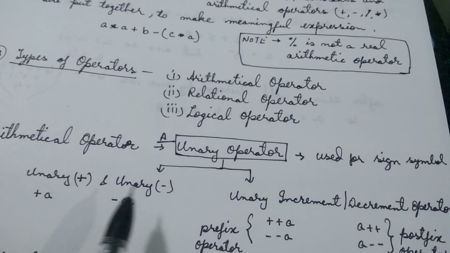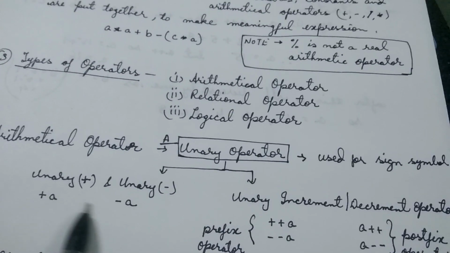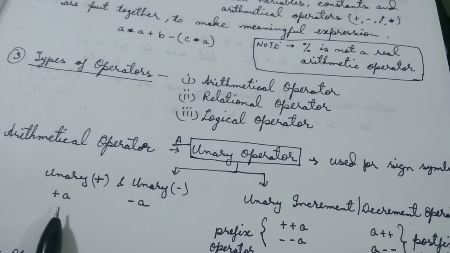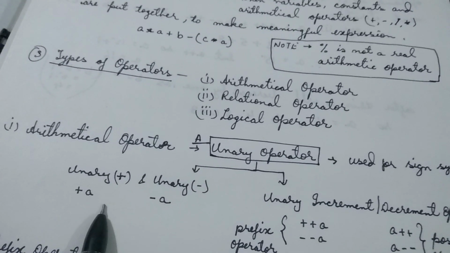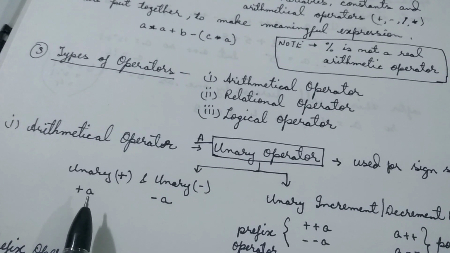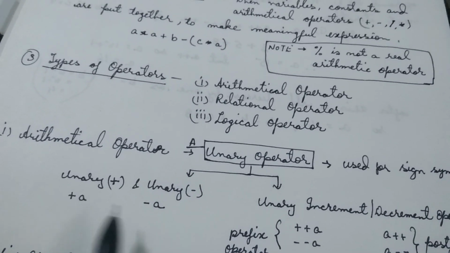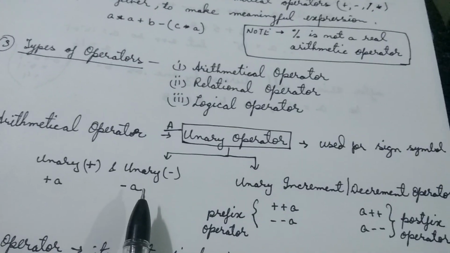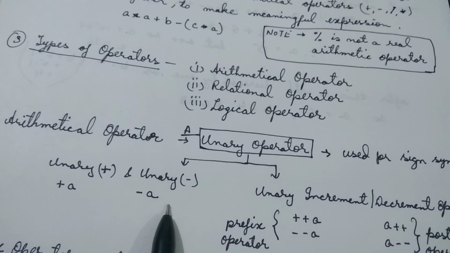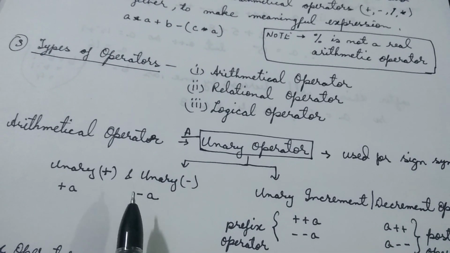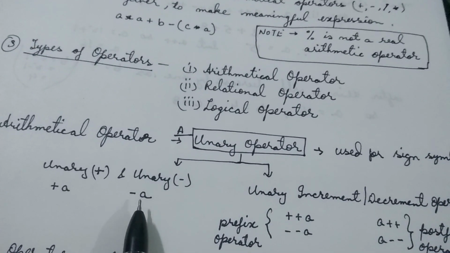Unary plus and unary minus are basically used as sign symbols. Sign symbol means if I have to show a positive number, we write plus 5, or we understand it as 5, considering it a positive number. But whenever we have to show a negative number, we write it as minus 5. So this minus symbol that we use before the digit is a unary operator.